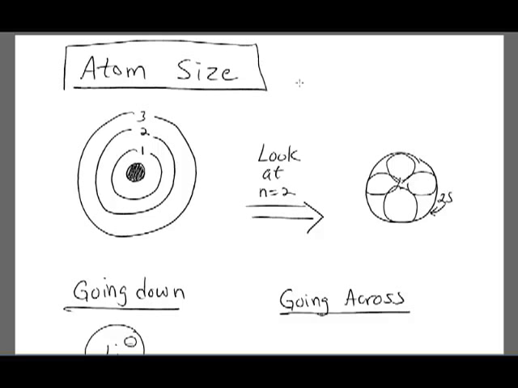Okay, this video is going to talk about the size of an atom. And the size of an atom is determined by the electrons because the other particles, protons and neutrons, are in the nucleus of the atom. So they're in the center, so they won't determine the size. What determines the size is where the electrons are, which orbit or orbital they are in.